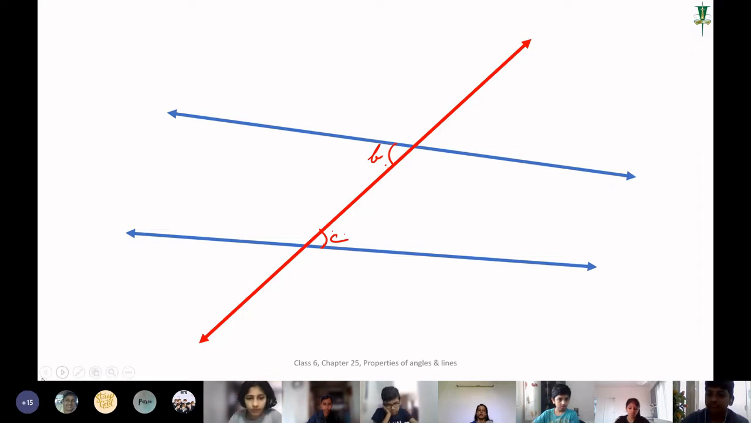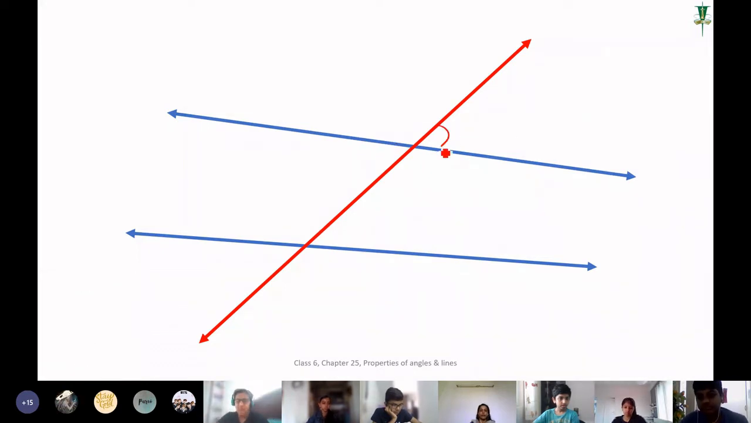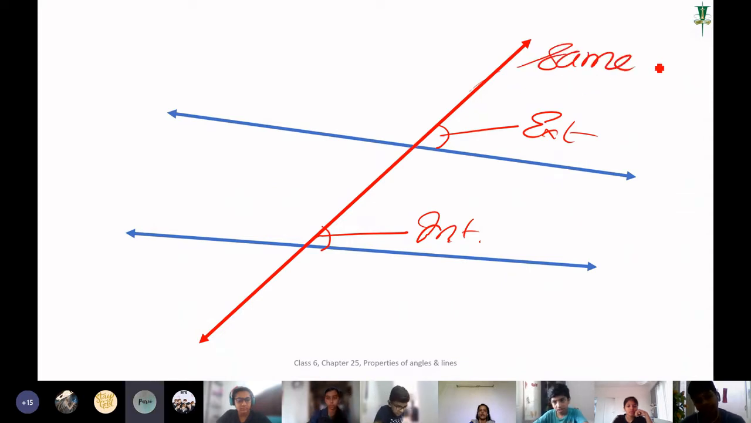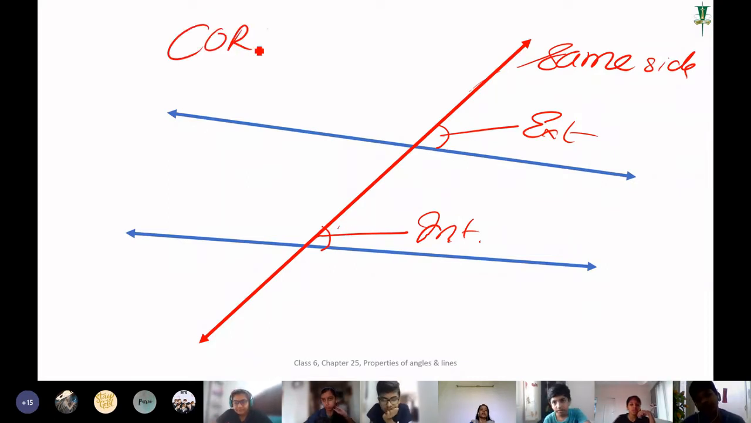Suppose they are B and C. B and C are interior alternate because they are in the interior side as regards the blue lines, and they are on the opposite sides as regards the transversal. Then you have this and this. One is in the exterior and the other one is in the interior. But with regard to the transversal, they are on the same side. So what is this pair called? Very good, they are called corresponding angles.